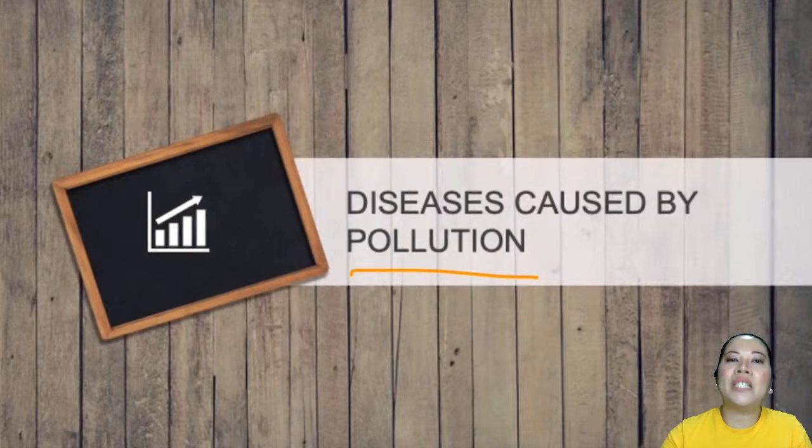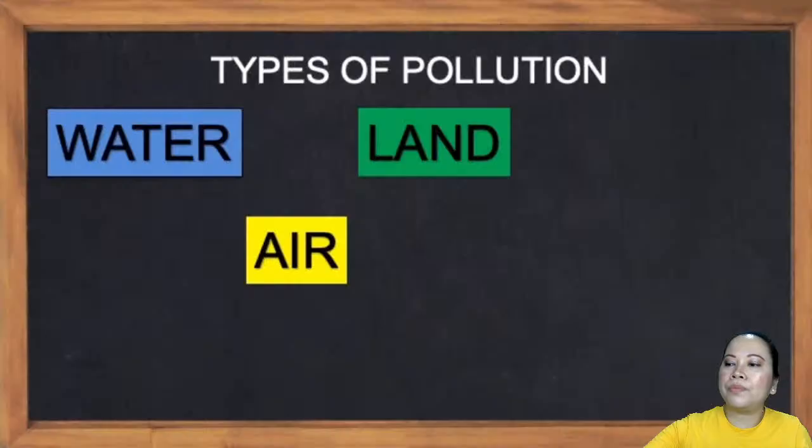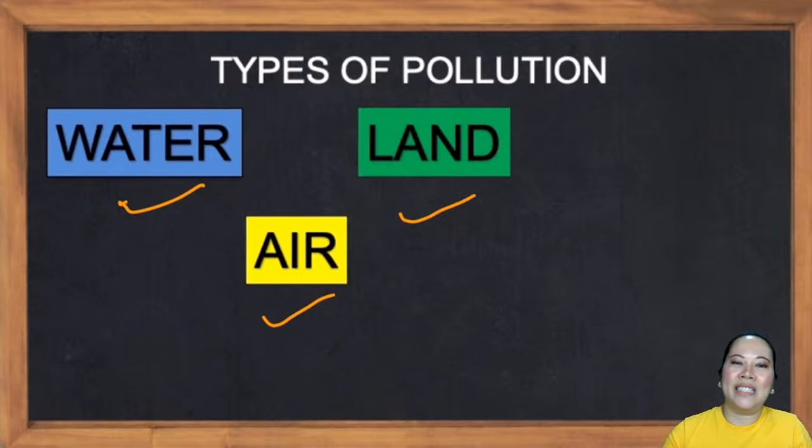Okay, we have several types of pollution. We have air, water, marine, thermal, soil, noise, nuclear. Those are pollutions. However, tonight we will only cover water, air, and land. Okay, so the different diseases caused by water pollution, air pollution, and land pollution.